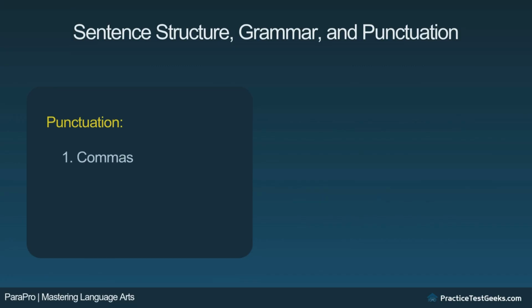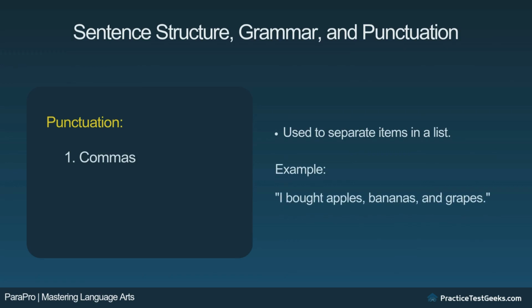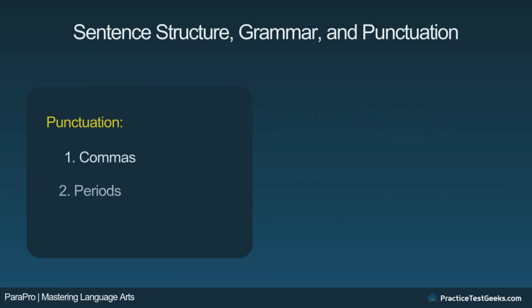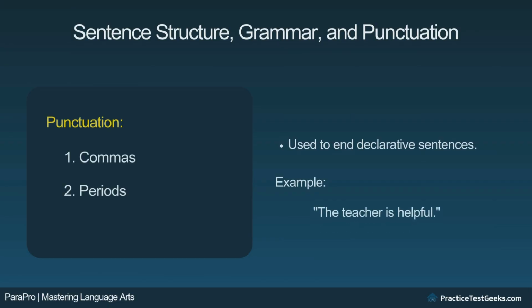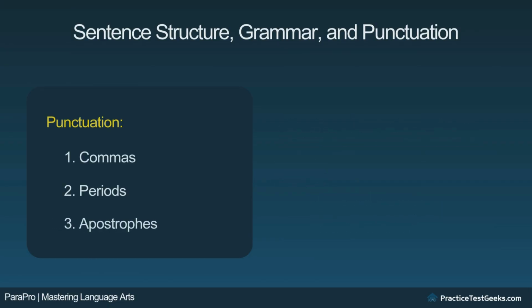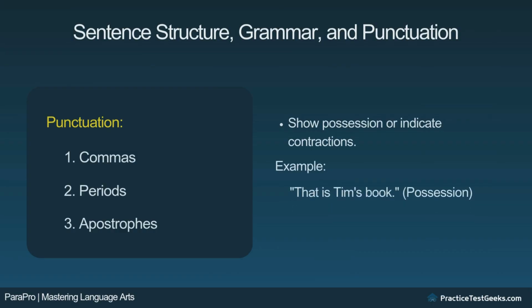Punctuation. 1. Commas. Commas are used to separate items in a list, after introductory phrases, and to separate independent clauses joined by conjunctions. Example: I bought apples, bananas, and grapes. 2. Periods. Periods are used to end declarative sentences. Example: the teacher is helpful. 3. Apostrophes. Apostrophes show possession or indicate contractions. Example: that is Tim's book, possession. It's raining outside. Contraction for it is.